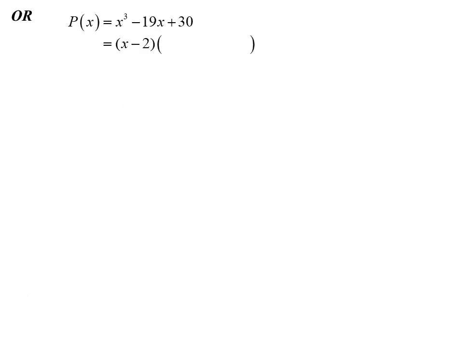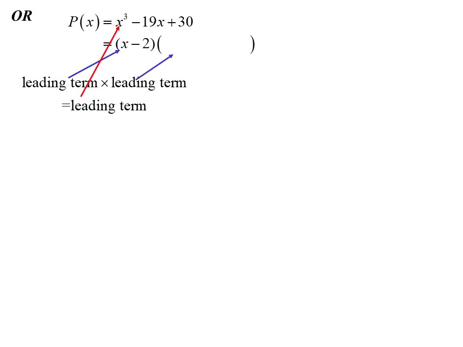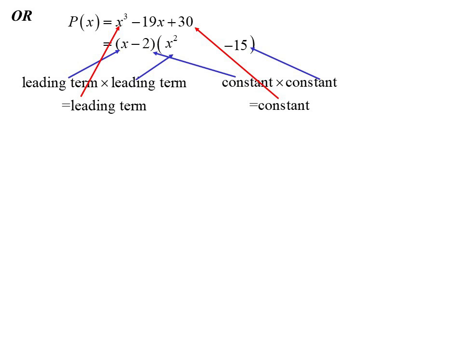It's x minus 2 times some other factor. It's much quicker to just look at this and do it by inspection. And so we ask ourselves some questions, because what do we know? We know the leading term times the leading term would equal the leading term of our answer. So in other words, x times what I'm looking for here must give me x cubed, so that's got to be x squared. And the same thing with the constant. The constant times the constant must give me the constant. So negative 2 times the number I'm looking for must give me 30. That's got to be negative 15.